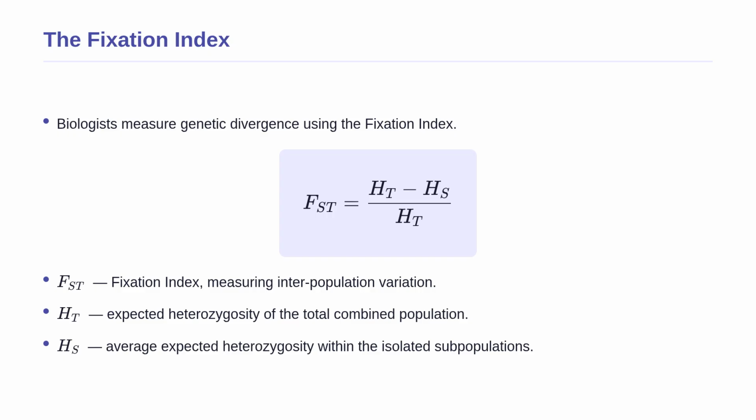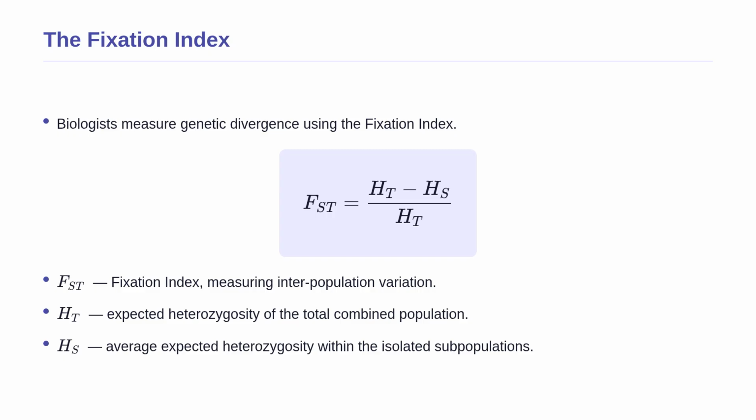Let us break down the symbols. FST is the index itself. HT stands for the expected heterozygosity, or genetic diversity, of the total population if all groups were mixed together. HS represents the average expected heterozygosity found within the separate, isolated subpopulations.